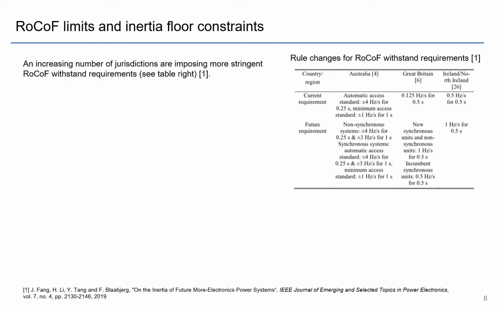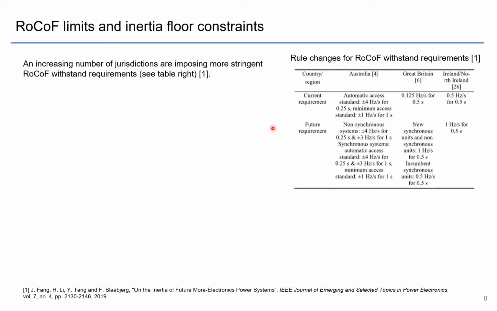Now we'll start going through some of the potential operational mechanisms for managing system security. The first one is the RoCoF limits and inertia floor constraints. To begin with, an increasing number of jurisdictions are imposing more stringent RoCoF withstand requirements for generators. You can see this in the table here for Australia, Great Britain, and Ireland. And you can see that the generators are expected to stay connected, or withstand, higher and higher RoCoFs.